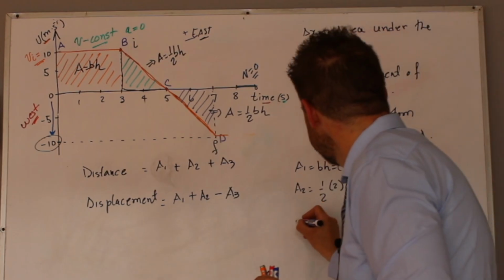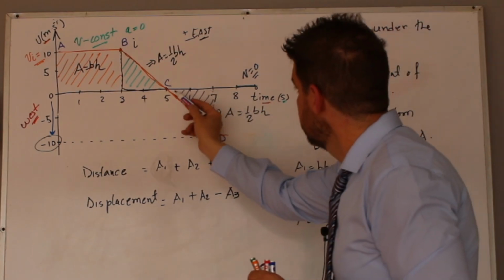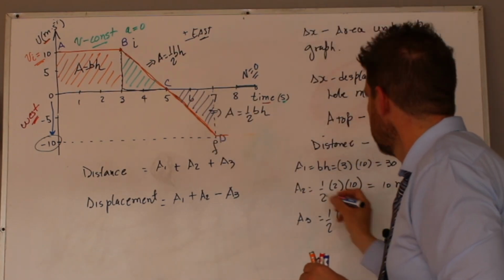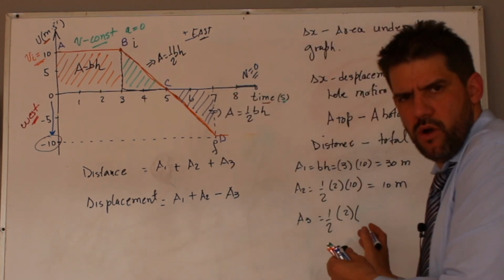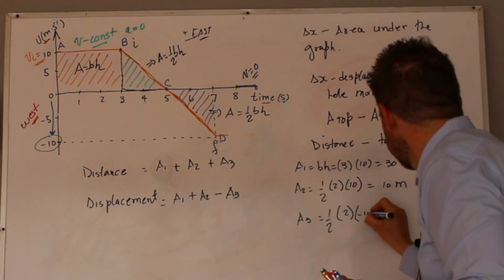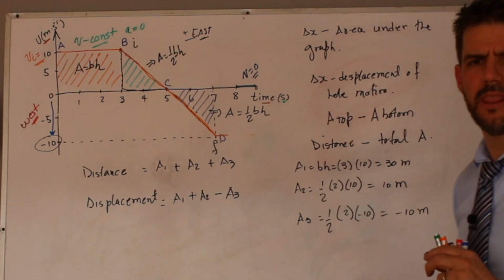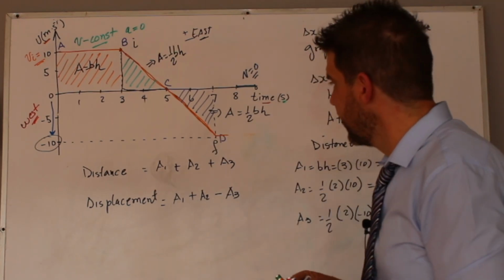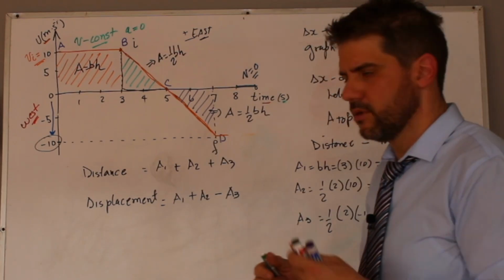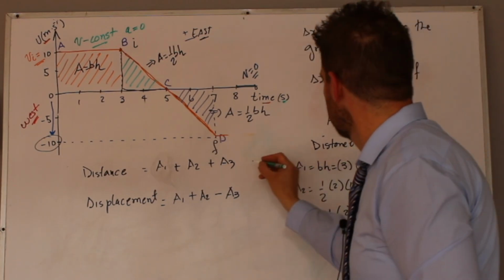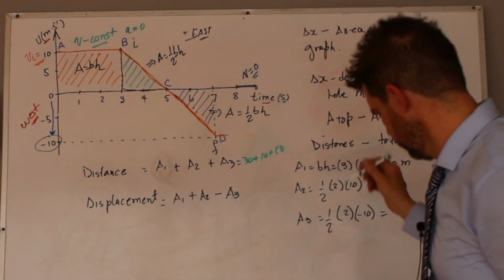All right. And this is area 3, which is half. Base is 5 to 7, which is also 2. And then the height is going to be another 10, or negative 10 if you want to calculate the negative. So negative 10, you get minus 10 meters. You see? Now, let's calculate the distance. If you calculate distance here, this is going to be 30 plus 10 plus 10. This one is a beautiful 10, guys.